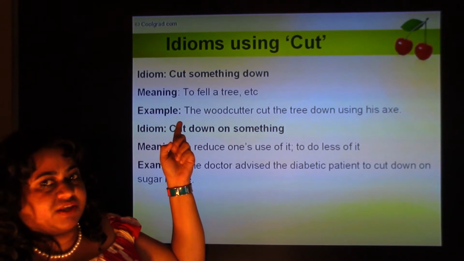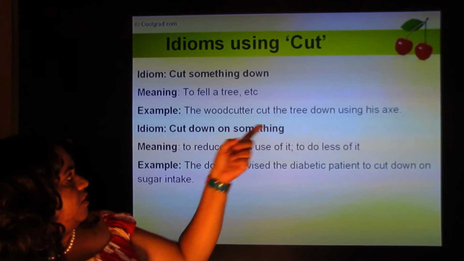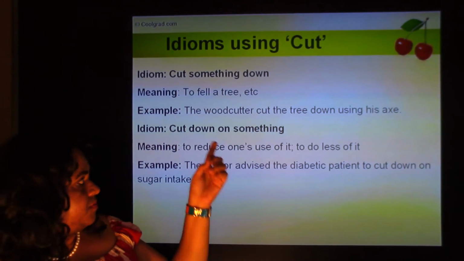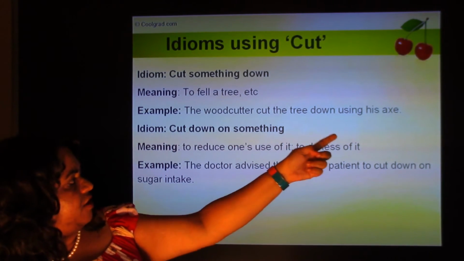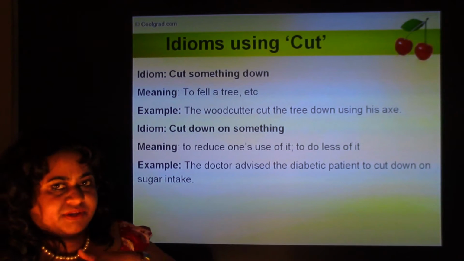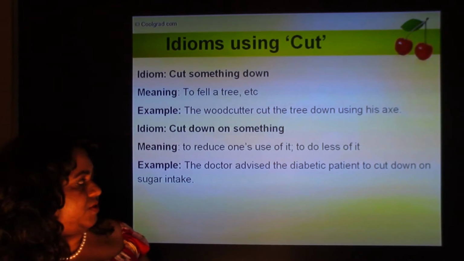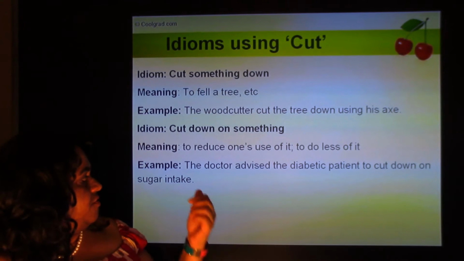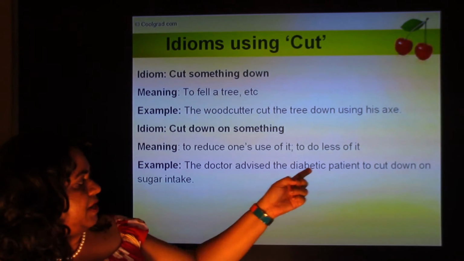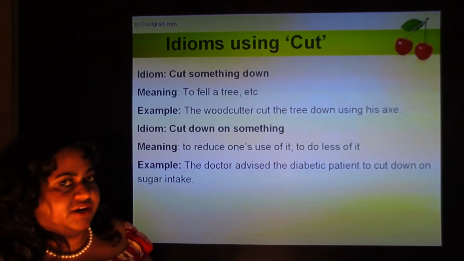Some more examples using cut. Cut something down means to fell a tree, etc. The woodcutter cut the tree down using his axe. So cut something down means literally cut it down. Cut down on something means to reduce one's use of it, to do less of it. For example, the doctor advised the diabetic patient to cut down on sugar intake.